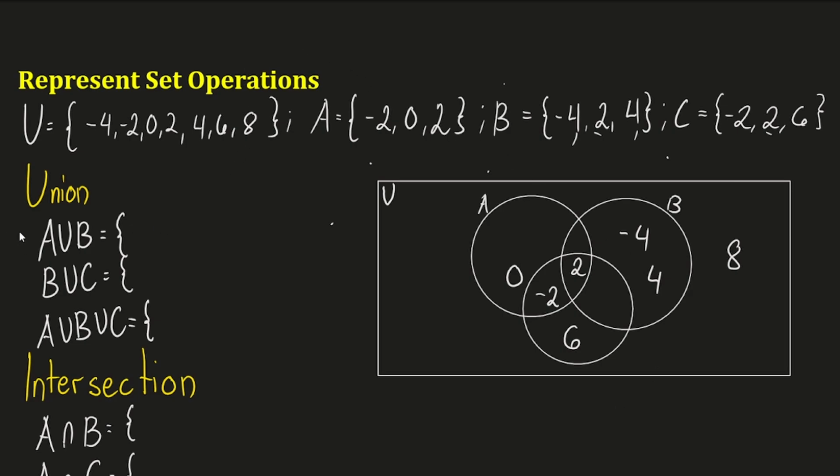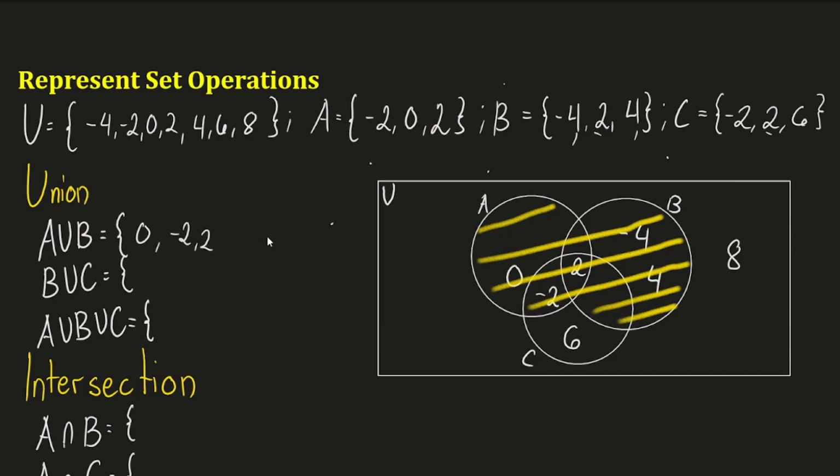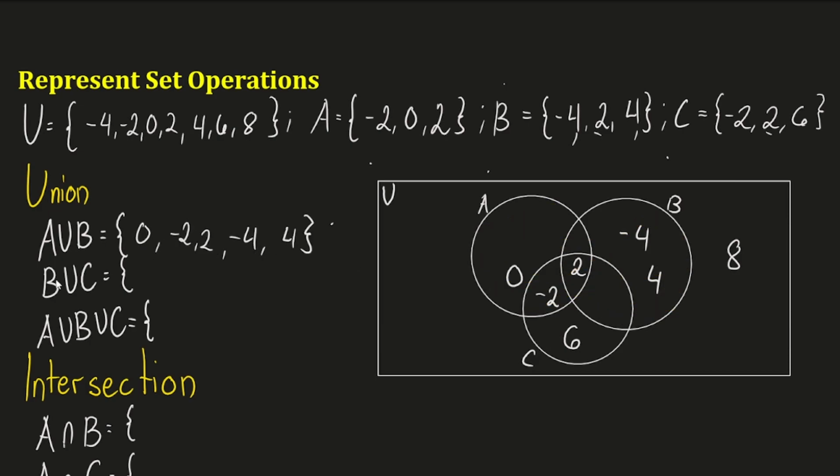We can answer the union. So we have the operation of union. So using the Venn diagram, we can shade A union B. Looking at A, looking at B, we don't really care about C. I should label this. There we go. You're going to shade all of A and B. So I'm going to shade all of this. And we're going to put all the elements that are in the shaded area, which are 0, -2, 2, -4, 4. Then we have B union C.